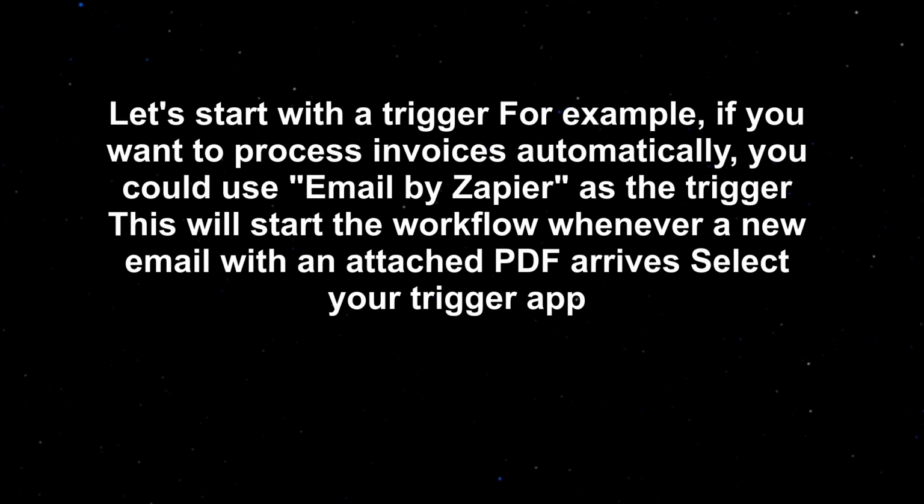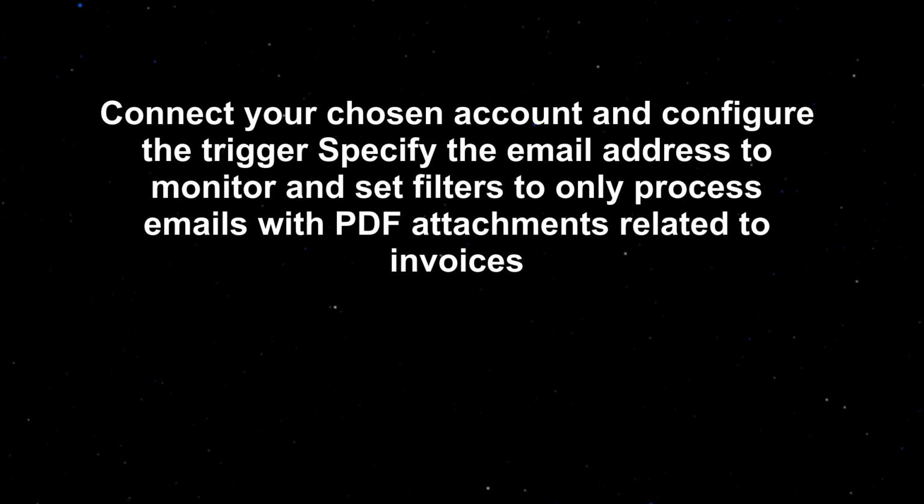For example, if you want to process invoices automatically, you could use Email by Zapier as the trigger. This will start the workflow whenever a new email with an attached PDF arrives. Select your trigger app, connect your chosen account, and configure the trigger. Specify the email address to monitor and set filters to only process emails with PDF attachments related to invoices.